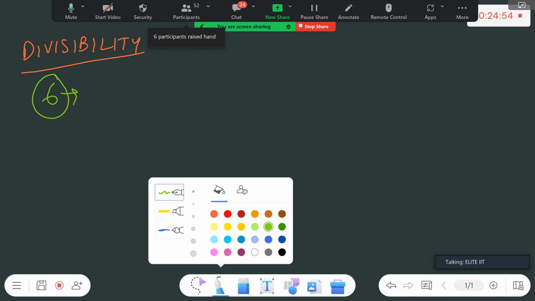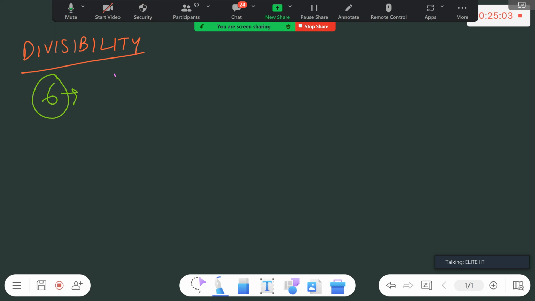Okay. So now, for divisibility by 6, what do you have to see? Whether the number is divisible by both 2 and 3. It should be divisible by both 2 and 3. For example, if I take the number 216. First of all, check for 2. The last digit is 6, which is even. So the number is divisible by 2.